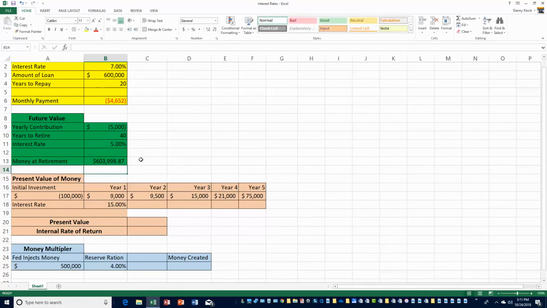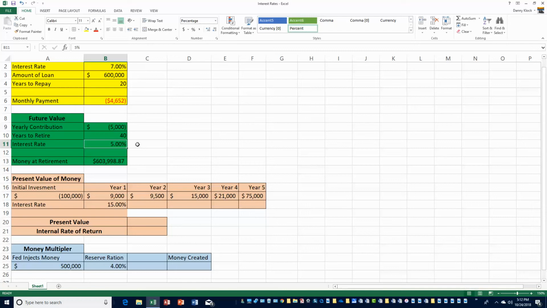Close my parenthesis and enter, and you can see you're going to have $603,000, right? So just a $5,000 a year for 40 years. But a lot of big investors would say you're making a terrible return on your investment at 5%. You're not really risking your money.